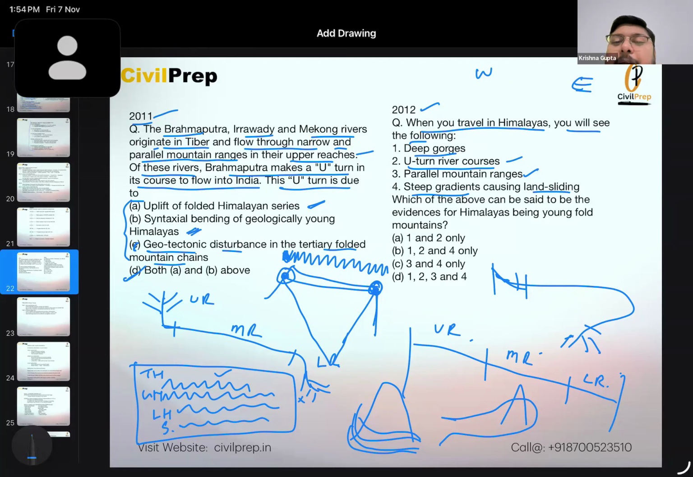Now, looking at the other question, we can see all of these four options are correct and explain the answer well. We can see all these things while traveling in the Himalayas, whether in the Western Himalayas or the Eastern Himalayas.